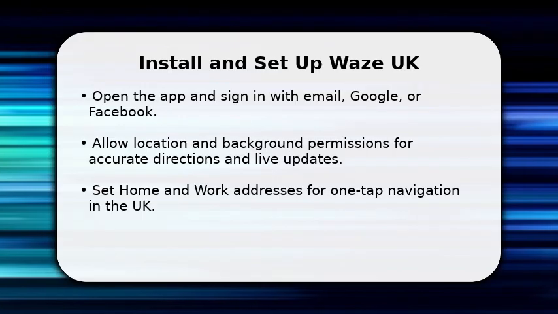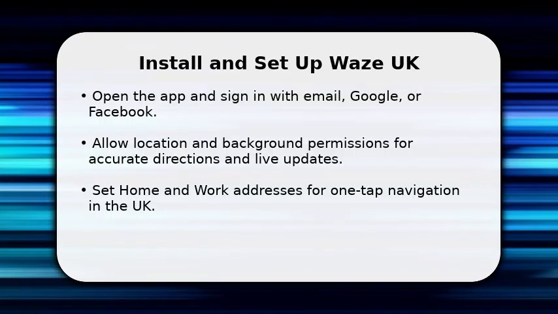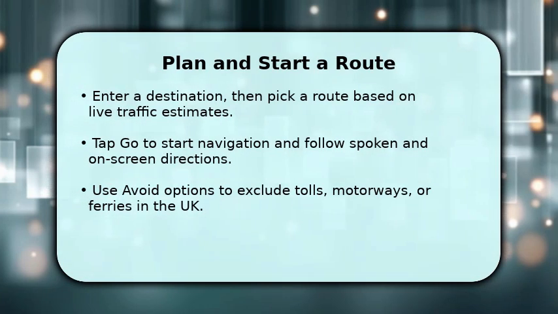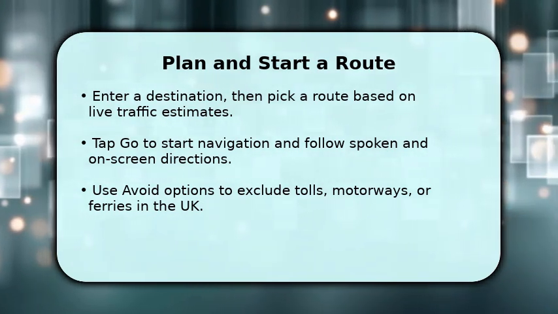Set home and work addresses now to enable one-tap navigation across the UK. Review map layers and sound settings so alerts are audible and visible while driving. Confirm mobile data usage. Tap the search bar and enter a destination or place name, then browse suggested results.